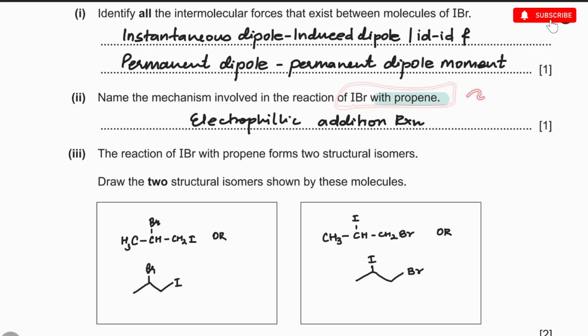Okay, so whenever there is a propene, which is an alkene group, we'll say it is an addition reaction, which is an electrophilic addition reaction. Because we are generating an electrophile, and because of that it is going to attack the alkene group, which is the propene. So this is the electrophilic addition reaction.